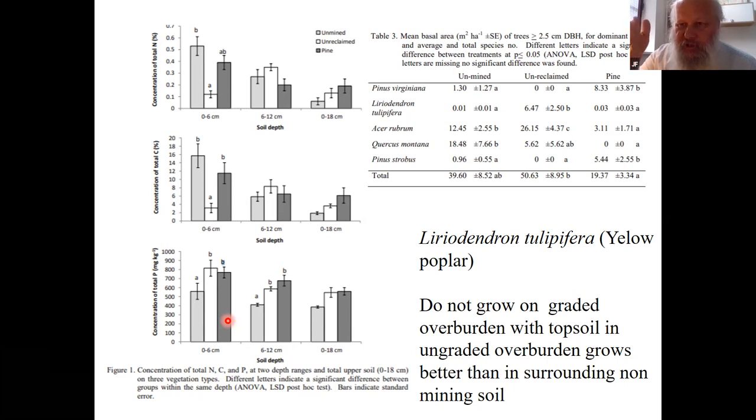I already showed you this yellow poplar, Liriodendron tulipifera, growing on transplanted topsoil, where it doesn't grow well due to compaction. But if you grow this very tree, Liriodendron tulipifera, on ungraded topsoil, it actually grows faster than in the surrounding forest soils in Tennessee. So for some trees, you might get even better production because of a surplus of some nutrients. It's not always, but in some substrates.